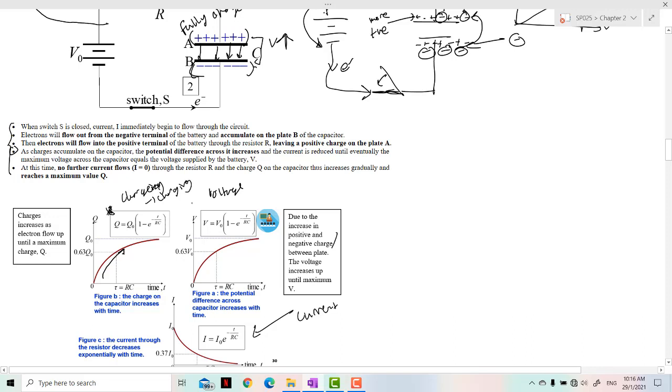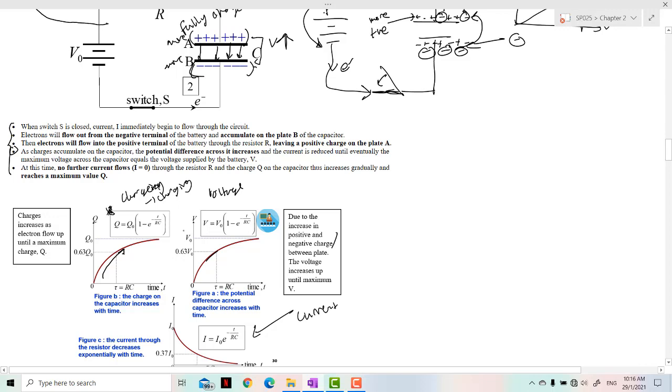What about the voltage? As I said, this one will be more positive and this one more negative, so the voltage also increases. The equation is similar, you just change Q into V. However, the current decreases as the voltage here increases. Now when everything is fully positive and fully negative, the charge has no reason to go to the negative plate anymore, so it becomes standstill and the current decreases.